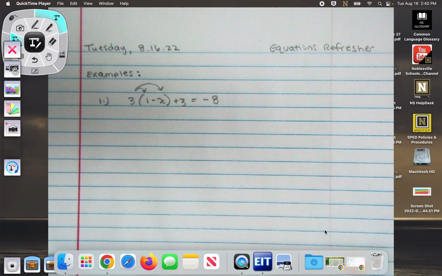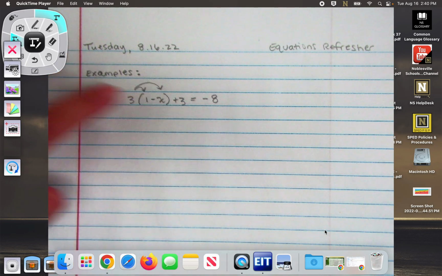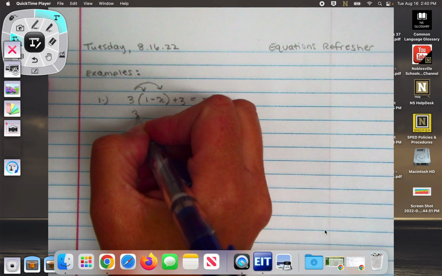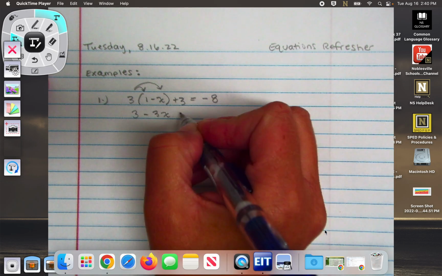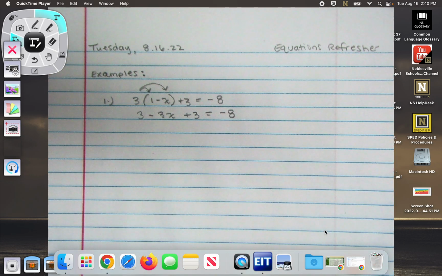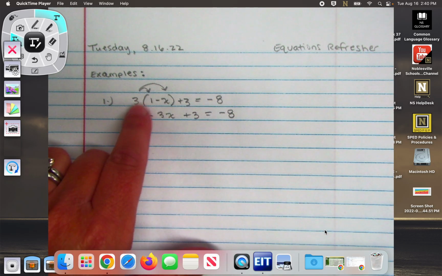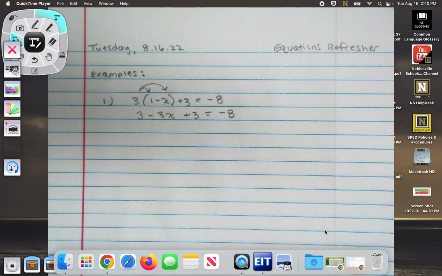So anyway, parentheses should really say grouping symbols, exponents. We've got order of operations ready to go. So when I distribute this, that means I'm multiplying, right? So I'm going to have 3 minus 3x plus 3 equals negative 8, because that negative stays with the x; 3 times negative x gives me negative 3x.